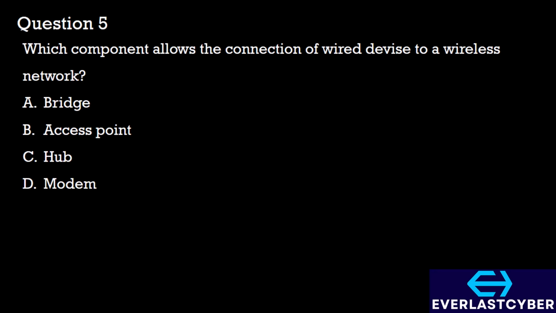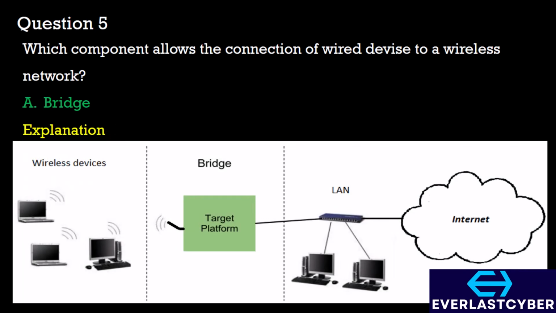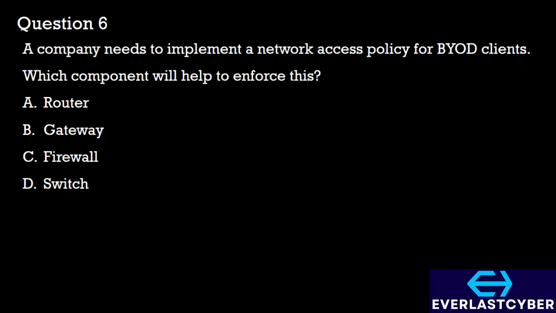So in this case, we'll be going with option A, the bridge. The wireless bridge, as we can see here, connects two network segments where one end is wired and the other end is wireless, so it enables the wired device to have access to the wireless network. In this way, it acts as a bridge between the wired and wireless portions of the network.